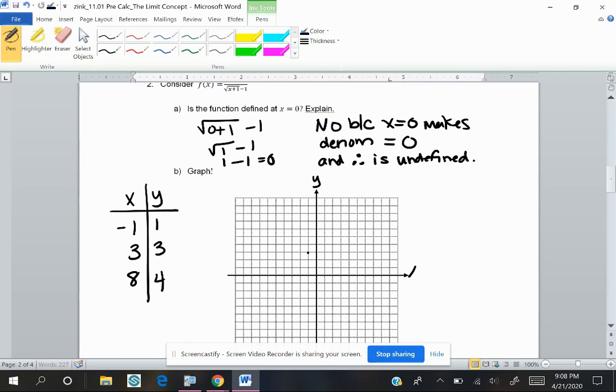So let's go ahead and graph our points. And then also, I know at 0, we're going to be undefined as well. So when we get to 0, we're going to have an open circle. Then it looks like it continues there. So this one should be an open circle right there. All right, so that's what our graph is going to look like.